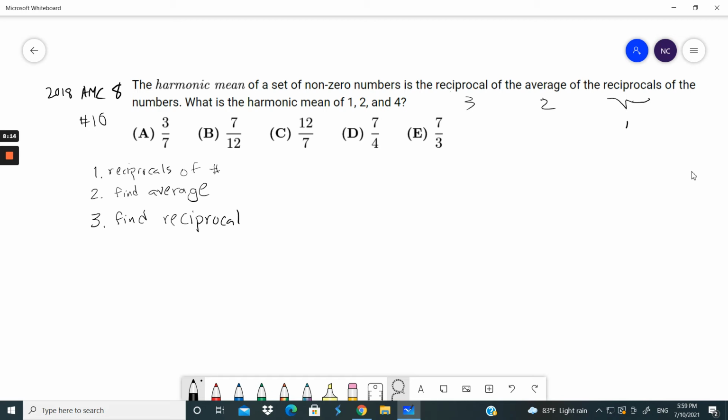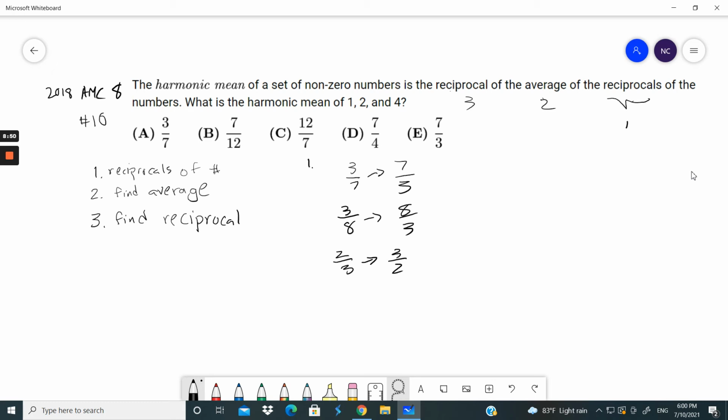Alright, so we just have to start with step 1, find the reciprocals of numbers. For those of you who don't know, a reciprocal is essentially the opposite of that fraction. For example, let's take 3/7. I would flip this over to find the reciprocal, which is 7/3. So the reciprocal is essentially saying flip the fraction over, switch the numerator and the denominator. So something like 3/8 would become 8/3, or 2/3 would become 3/2.